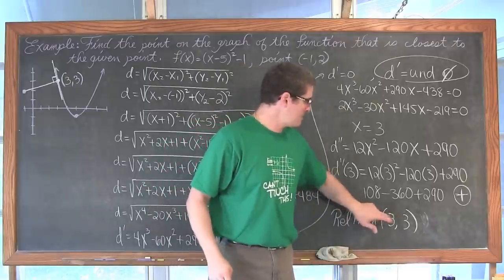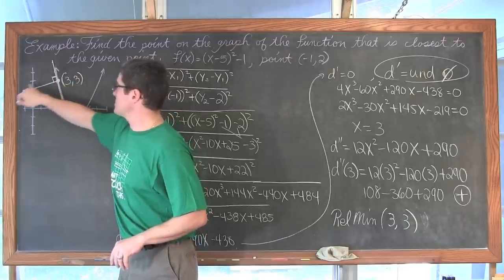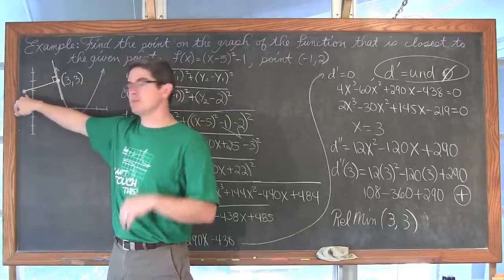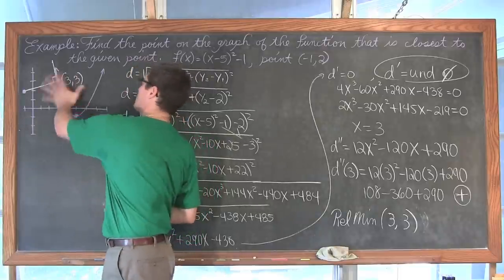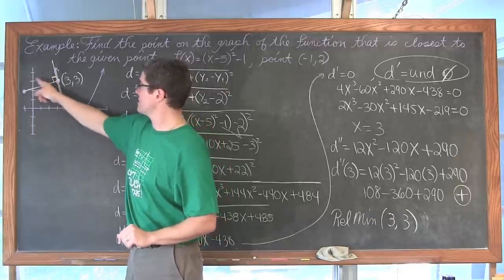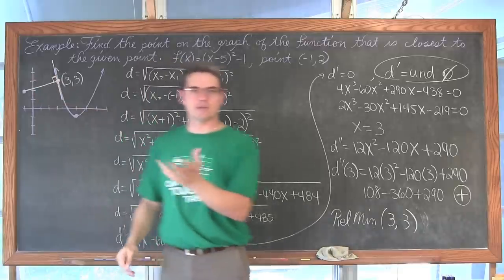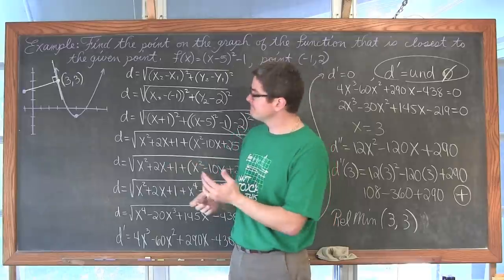So (3, 3) is the point on the parabola which has the shortest distance, the closest distance, to the outside point of (-1, 2) that we were given. And thankfully, the drawing that I made, which I attempted to make as accurate as possible, is checking the reasonableness of our answer. It's not checking the exact accuracy of the answer, it's just a sketch, but it's reasonable.